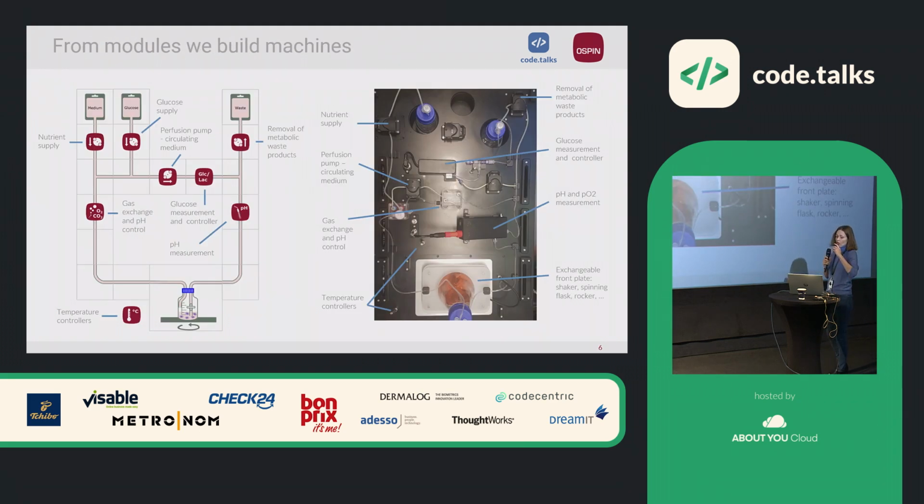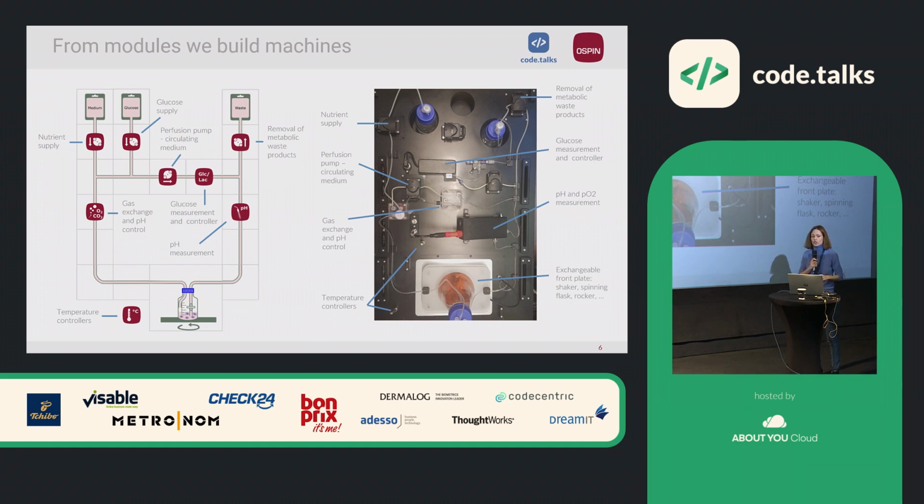On your left, you see a drawing of the machine that you actually have on your right. And on the left, you can probably recognize a few of the modules that I was showing you before. You can recognize the 4 pumps. You can see a module to measure the pH, a module to control the temperature, a module to measure the glucose. I tried to make a one-to-one correspondence between the drawing on the left and the picture on the right.